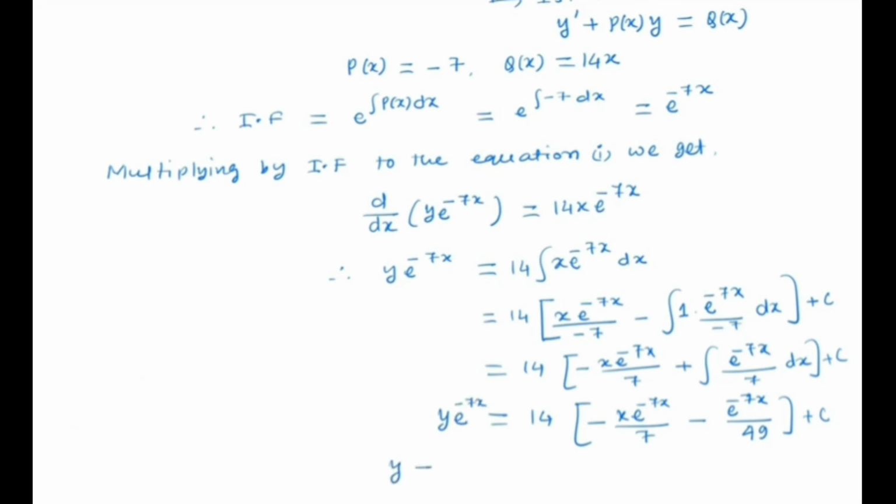So what will be y? By multiplying by e power 7x, we get 14 times minus x by 7 minus 1 by 49 plus c times e power 7x, which is the general solution of the given differential equation.